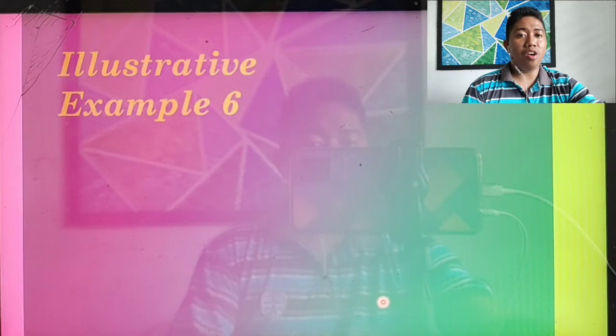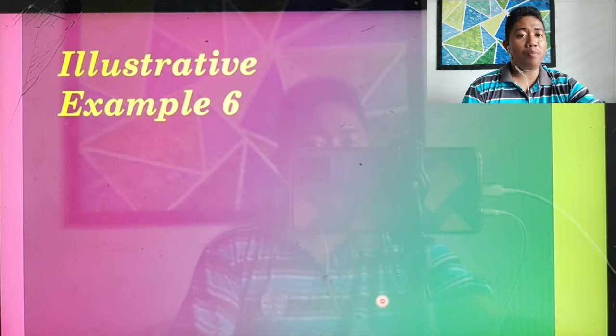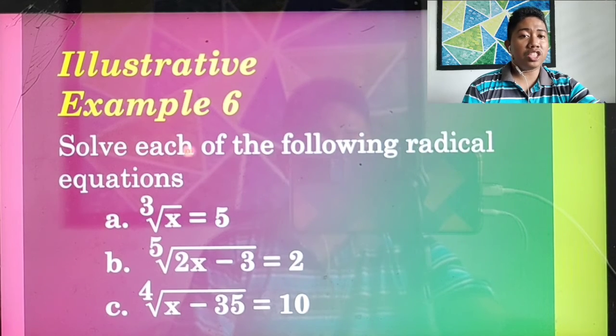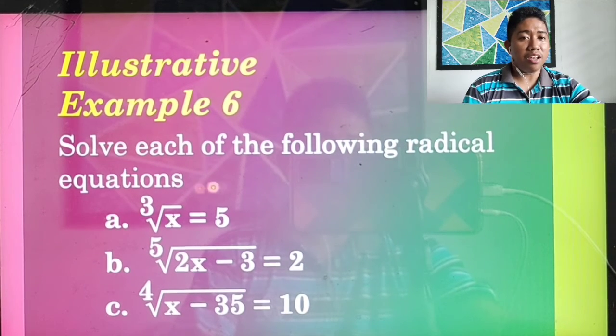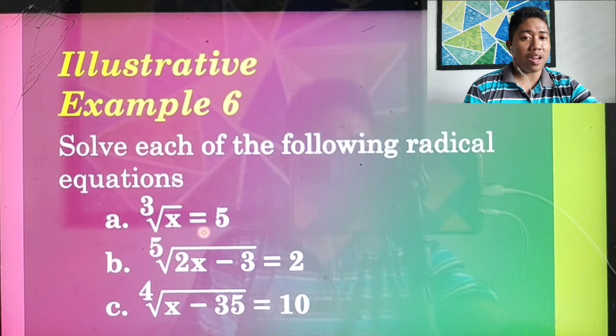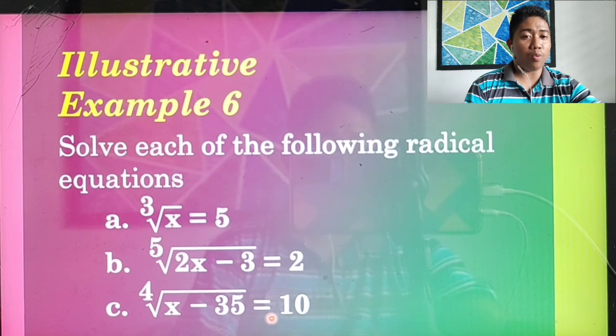Okay? So let's move on to our last illustrative example, the set of problems. Solve each of the following radical equations. For letter A, the cube root of x is equal to 5. Letter B, the fifth root of 2x minus 3 is equal to 2. And for letter C, the fourth root of x minus 35 is equal to 10.